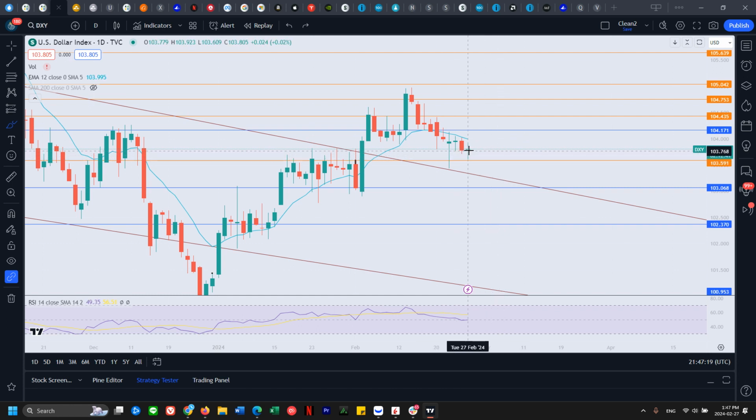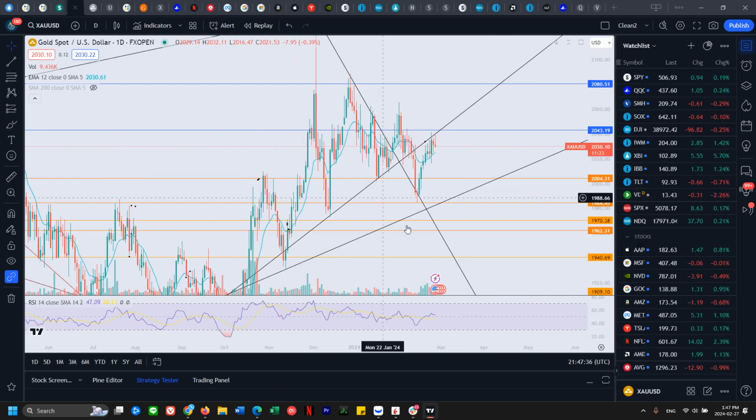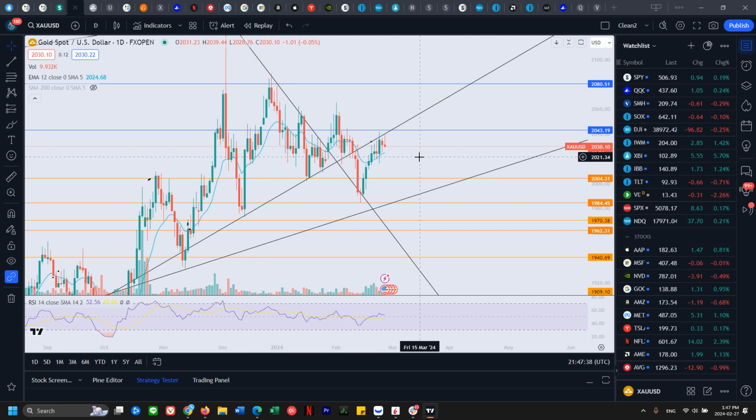They're probably just waiting for the data before they decide if they want to play offensive or not. If the data comes in bad, we can probably break support and come back down to this 103.3 range. We'll see how it goes in the next 2 days because the dollar is very data sensitive. If we get something good, then we may come up to this 104. All right, that's the same thing.